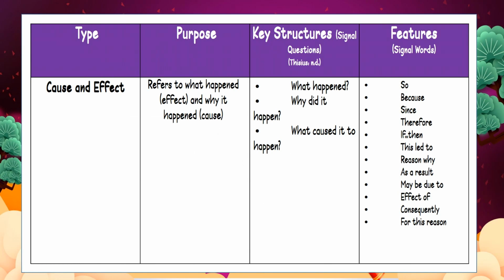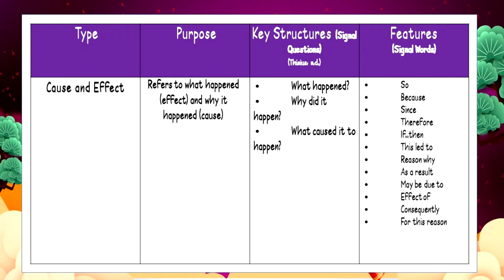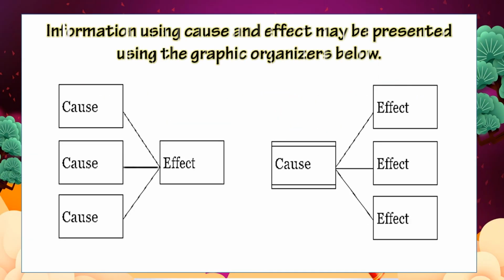The third one is the cause and effect. So its purpose is to refer to what happened, effect, and why it happened, cause. So the signal questions are: what happened, why did it happen, what caused it to happen. So the signal words are so, because, since, therefore, if, then, this led to, reason why, as a result, may be due to, effect of, consequently, for this reason. And information using cause and effect may be presented using the graphic organizer as shown below.